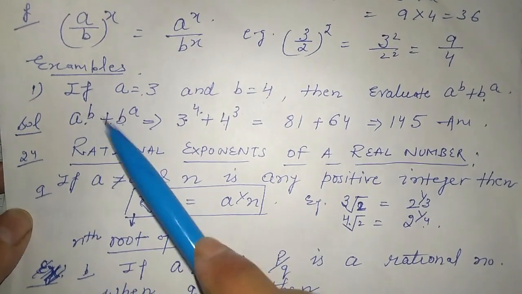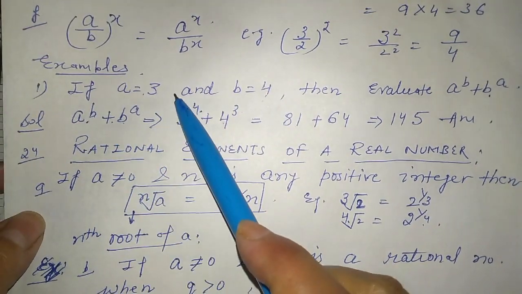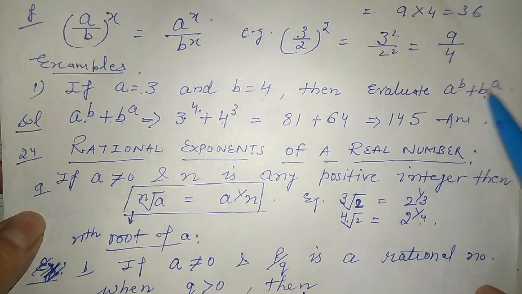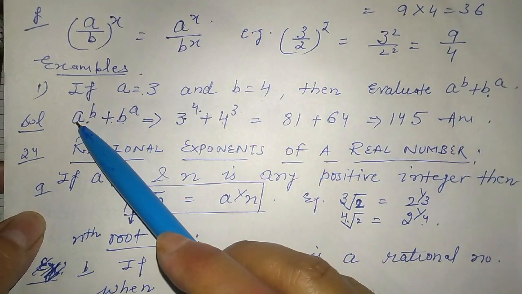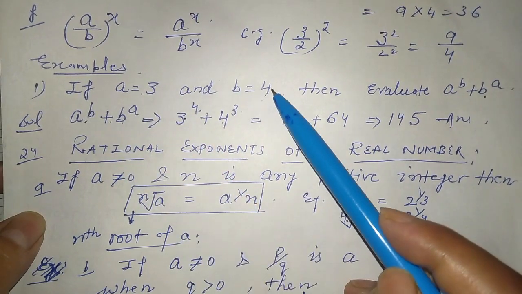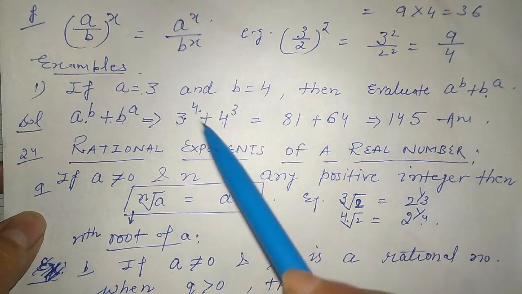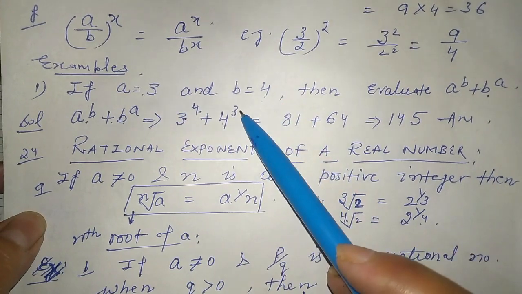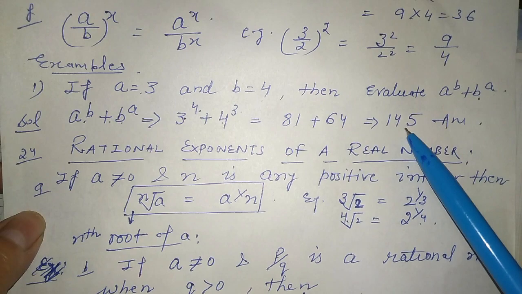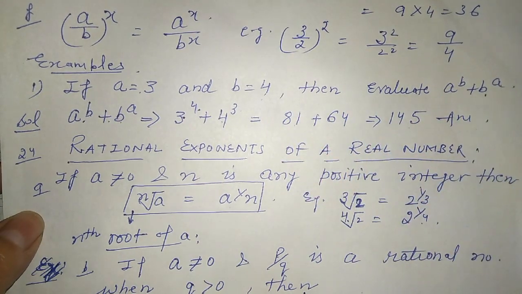One example is here: if a is equal to 3 and b is equal to 4, then we have to evaluate a to the power b plus b to the power a. What number is a? 3. We have written 3. The power is b. What is b here? 4. So 3 to the power 4 plus b is here 4, 4 to the power 3. It becomes 81 plus 64, that is 145. So like this we can solve the questions.